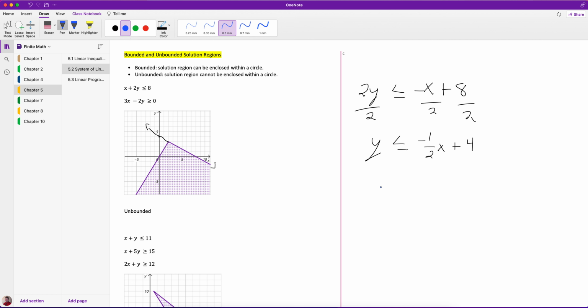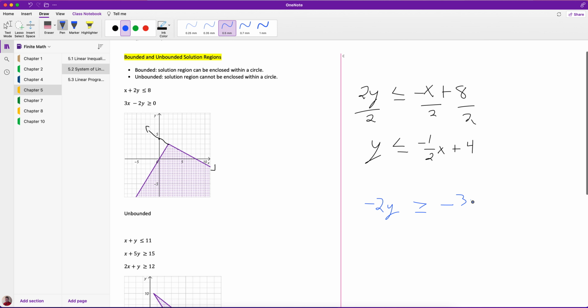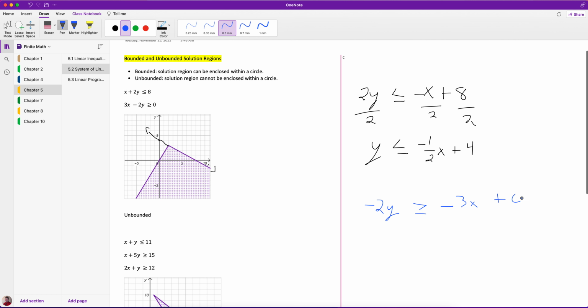So I'll change the color so you can see it. I get negative 2y is greater than or equal to negative 3x plus 0. Now I got to divide everything by negative 2. Now remember your rules of inequalities. If you divide or multiply by a negative, your sign has to switch. So now I get y is less than or equal to, I switch the sign because I divided by a negative, and that gives me a positive 3 halves x, because 2 negatives are positive. And 0 divided by anything is still just 0.